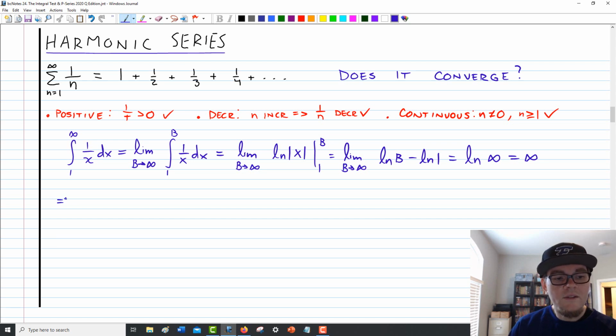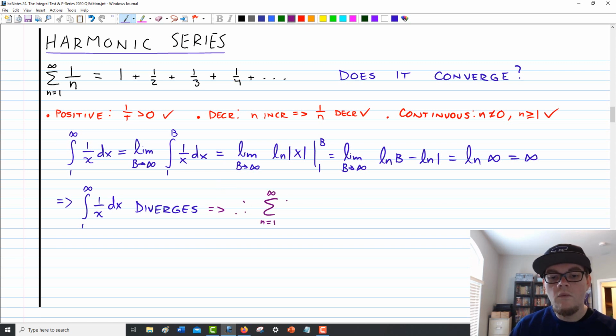So what that tells us is that our improper integral from 1 to infinity of 1 over x dx diverges. And according to the integral test, that means that we can therefore state that our sum, in other words, the harmonic series, is going to diverge as well. In fact, we'd say it diverges by the integral test.